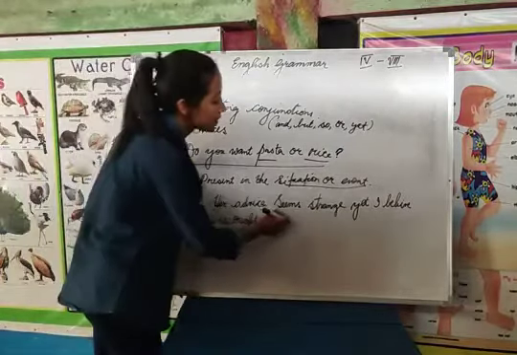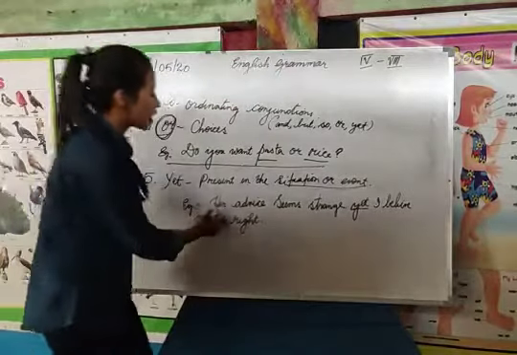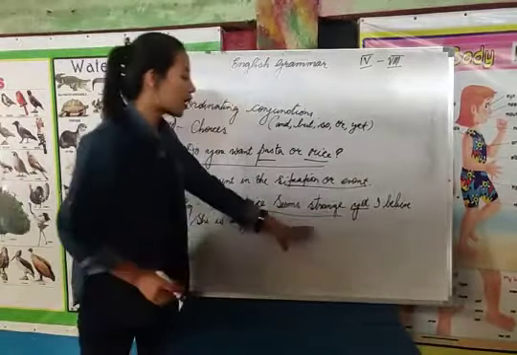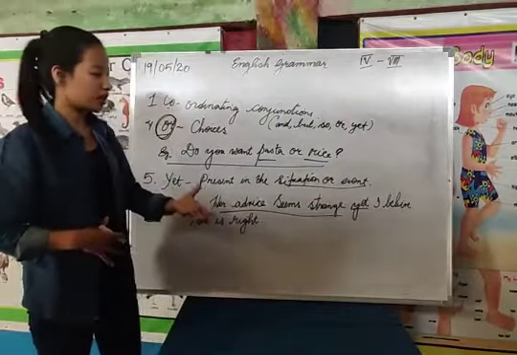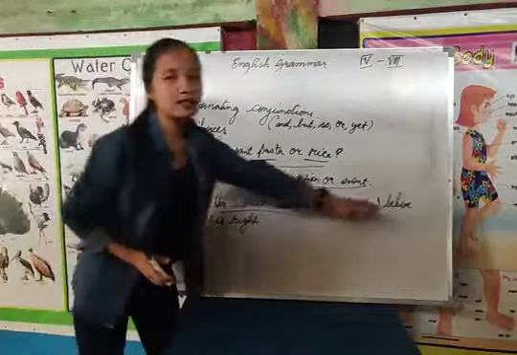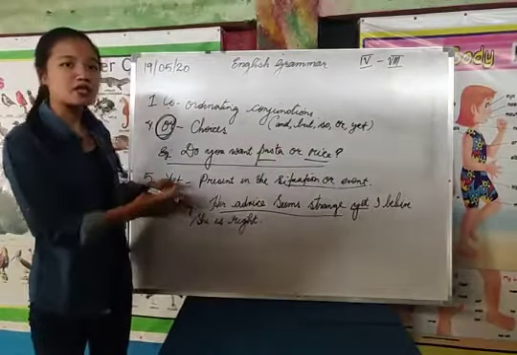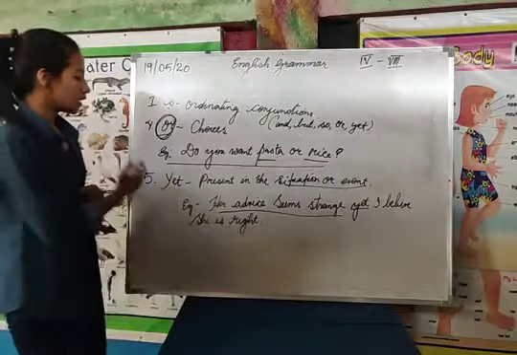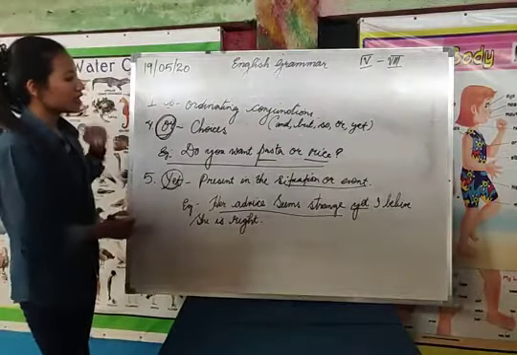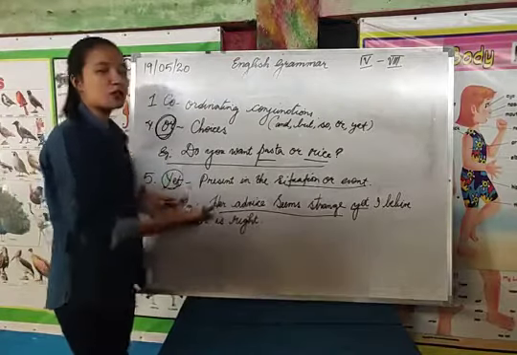Her advice seems strange, yet I believe she is right. So here, her advice seems strange. You found that her advice is very strange. It's very different from the advice given by other people. But still, you believe that she is right. So you are tempted to follow her advice. So yet is a coordinating conjunction that is used to show that you are still present in a situation or event.